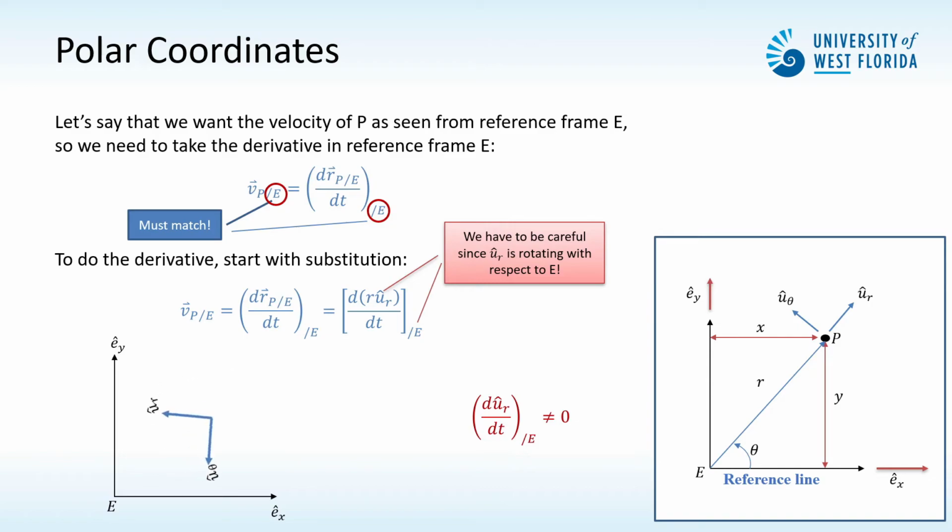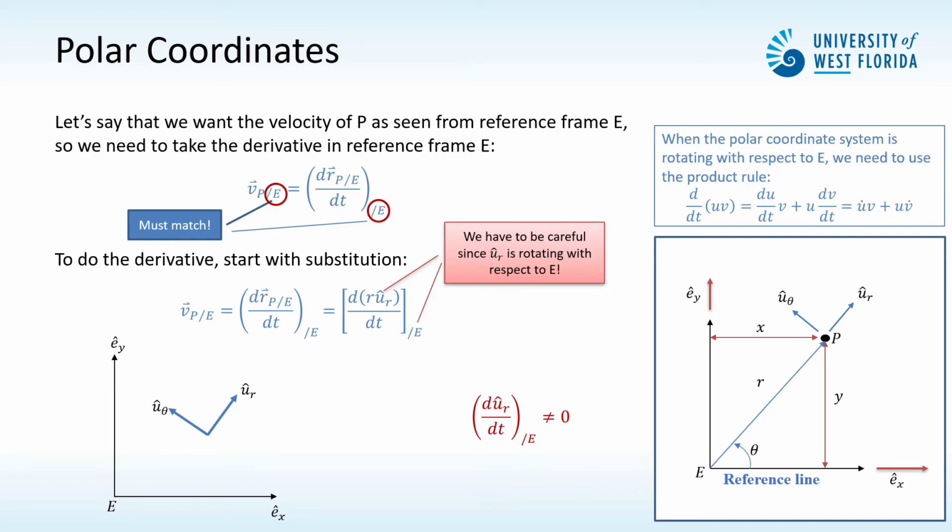However, if they start to rotate, then their directions are changing. They're no longer constant vectors and their time derivative in the E reference frame is not 0. The takeaway here is that we need to be careful when taking a derivative when one reference frame is rotating with respect to another. But we'll come across this from time to time, so we need to account for the rotation when we take the derivative. How do we do that? We use the product rule.